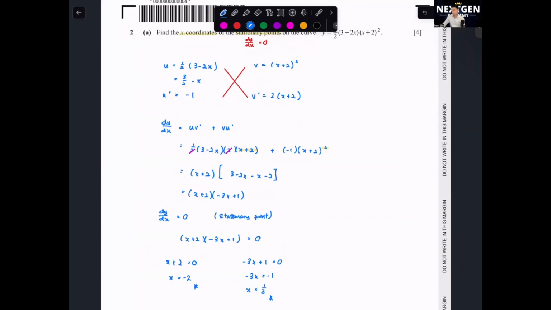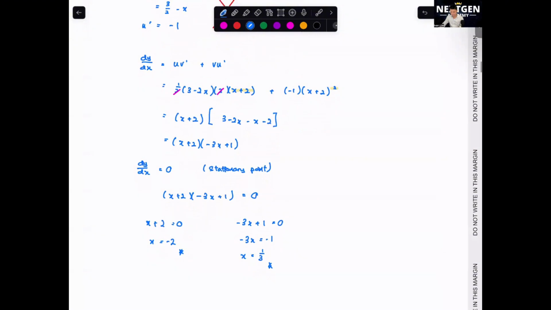Okay, 4-mark question. If you can do this, can you just type 2? Wait, sorry, we haven't finished yet. This is 2A only. Okay, let's go to 2B.